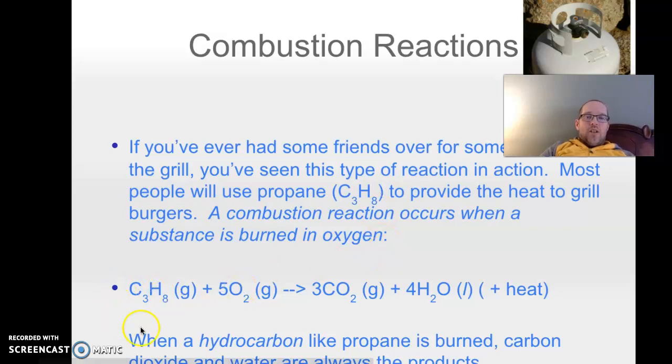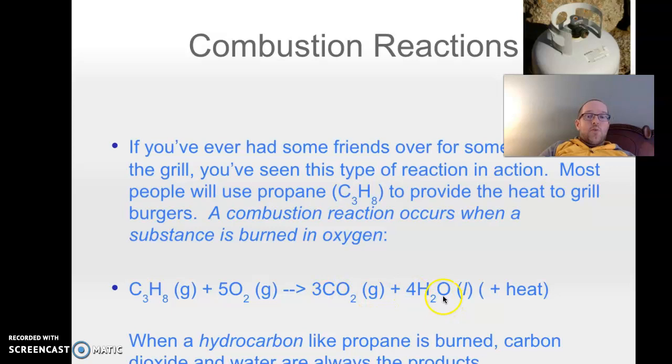So anytime you burn a compound like this, you can see that this compound has carbon and hydrogen. So we call it a hydrocarbon. There's a whole class of compounds which are derived from crude oil, which is the stuff you dig up from under the earth. And when we burn those things in oxygen, like you see here, we're always going to form the same two products: carbon dioxide and water.